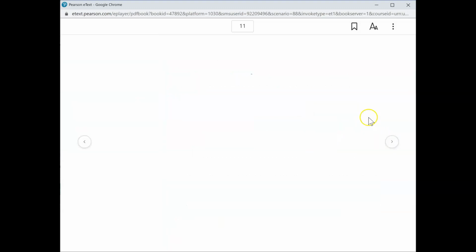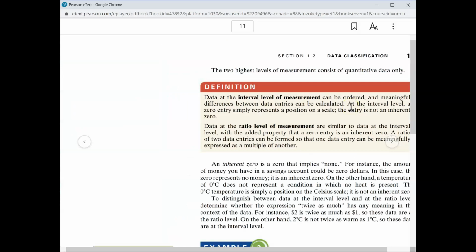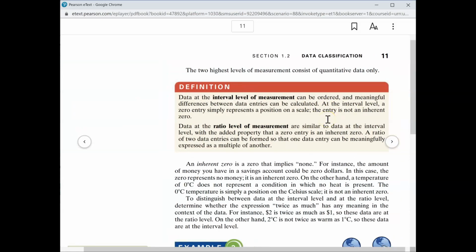So we get to the next 2 levels of data measurement, and you can tell much more about them. We have the interval level of measurement, which can be ordered like ordinal, but you can also have meaningful differences between the data. Meaningful differences between the data can be calculated. At the interval level, a 0 entry, I'm going to talk about that in a minute. I'm not going to read that sentence yet.